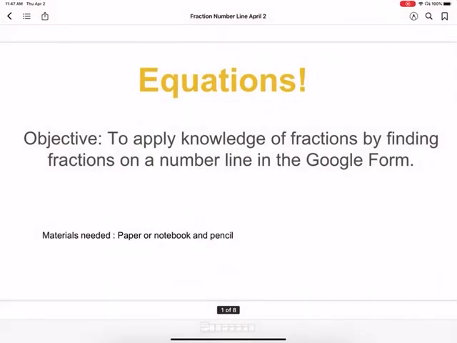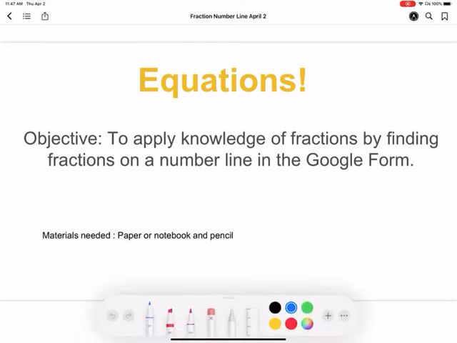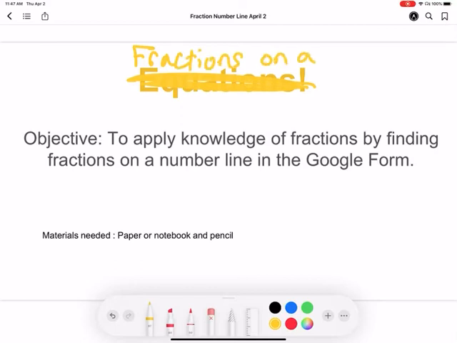Today we are going to be looking at fractions. Unfortunately, for some reason, Mr. Johnston wrote the wrong idea. Anyways, so we're just going to cross this out, and we're going to write down fractions on a number line. And next time, Mr. Johnston will be more careful with you guys.